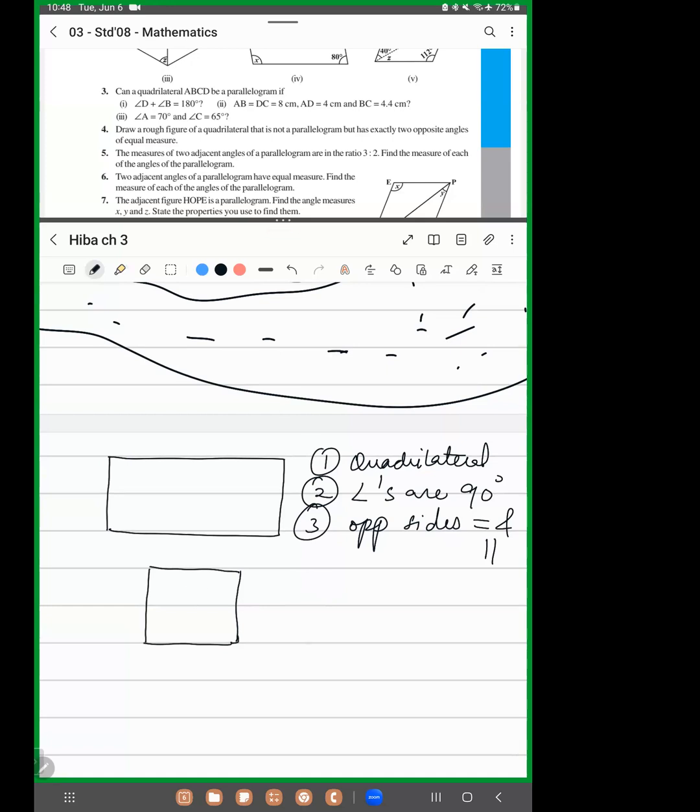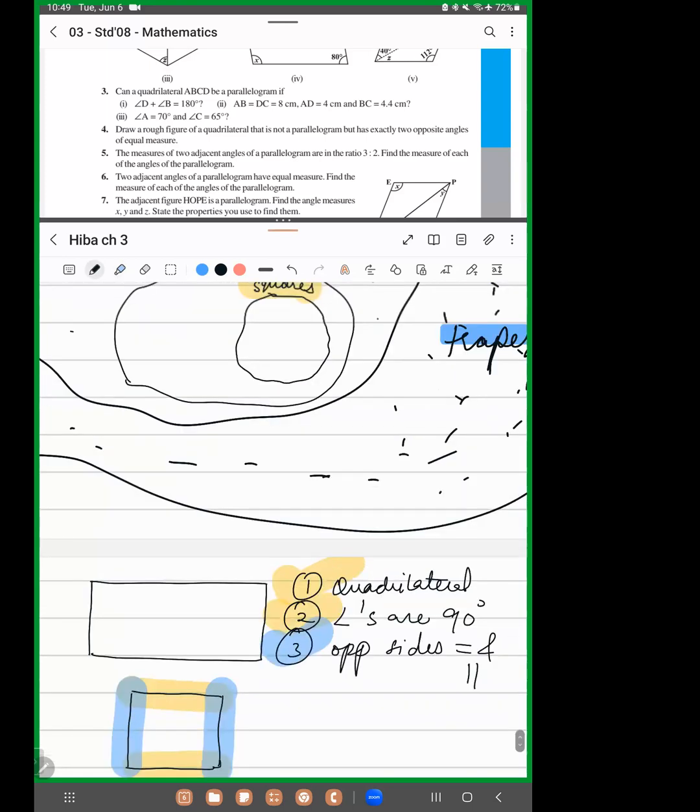Is it a quadrilateral? Yes. A square has all angles 90 degrees, and opposite sides are equal and parallel. Yes. So a square is a rectangle. So that is what I'm telling you.